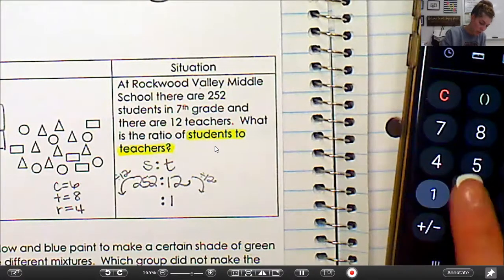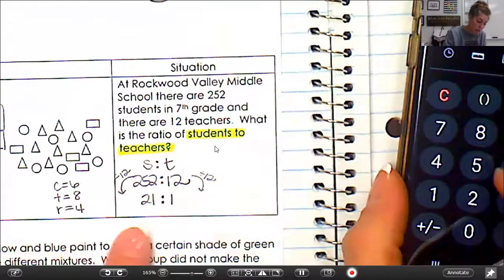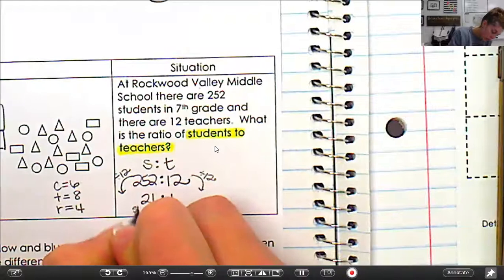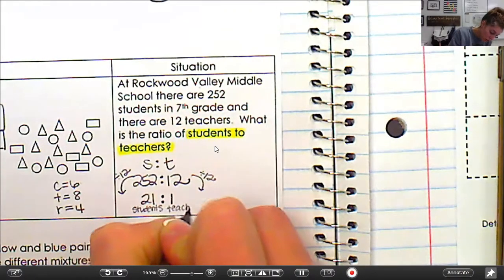252 divided by 12. We got 21. So there are 21 students for every 1 teacher. Okay.